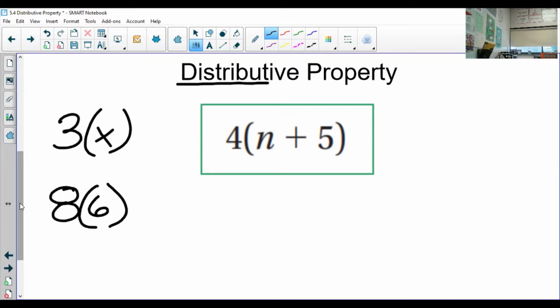Well, what is 8 times 6? 48. That's how we do that. Two numbers next to each other mean to multiply.